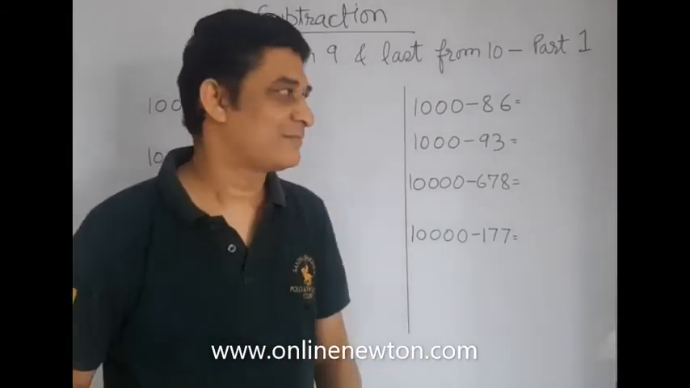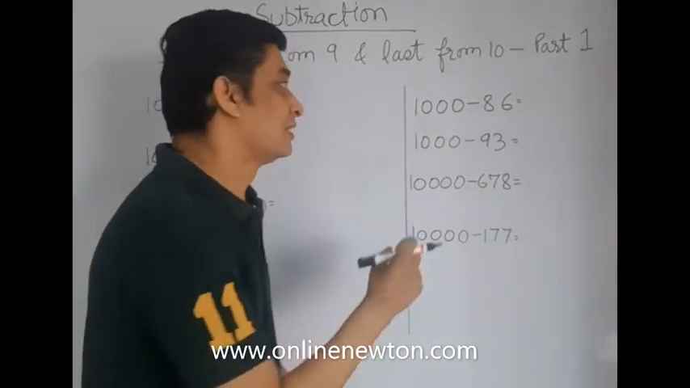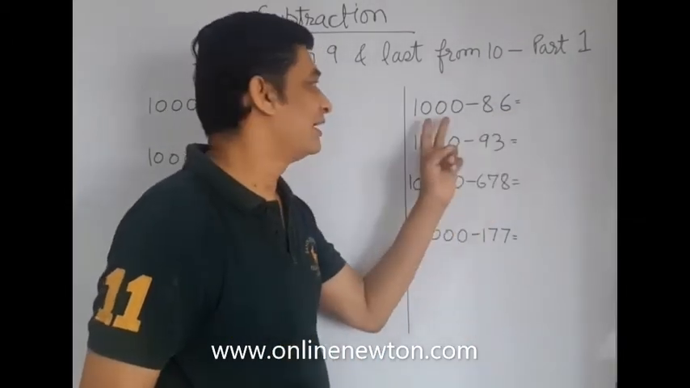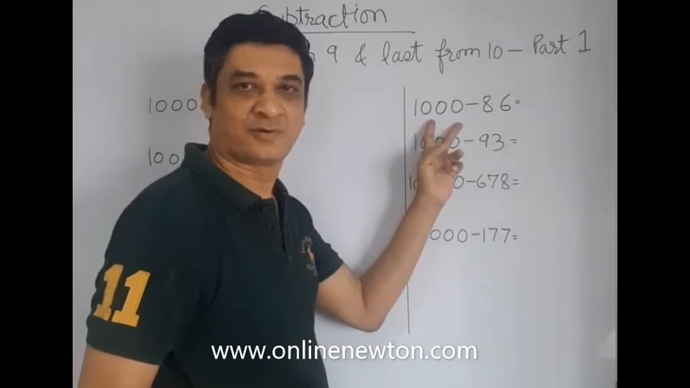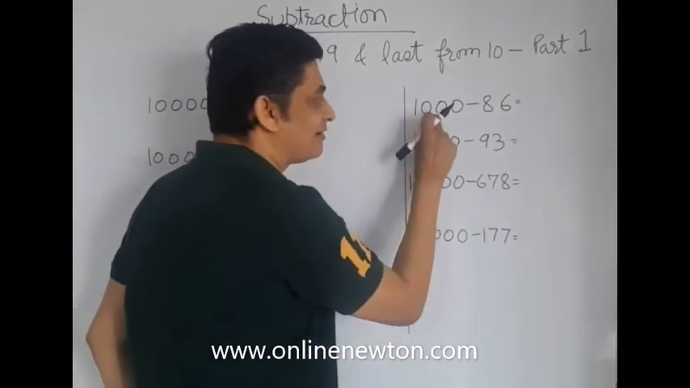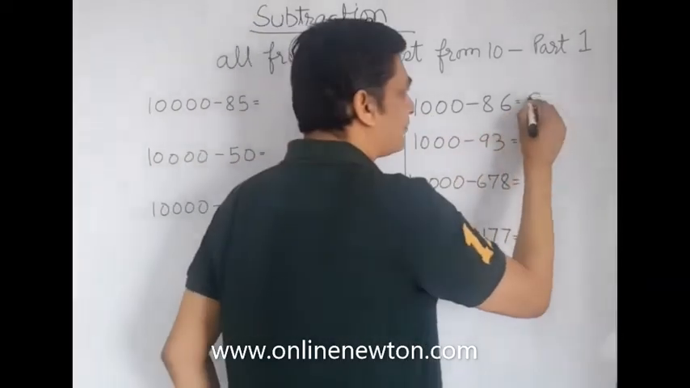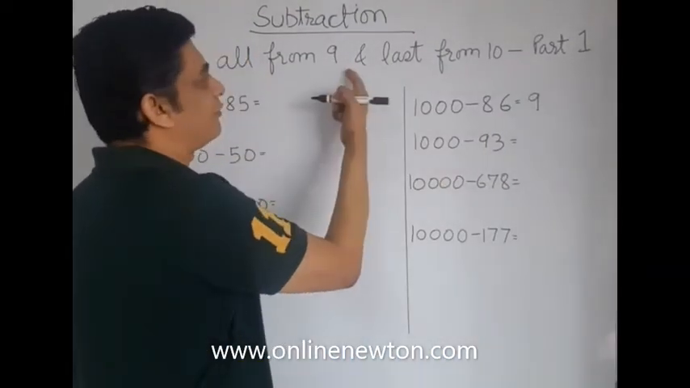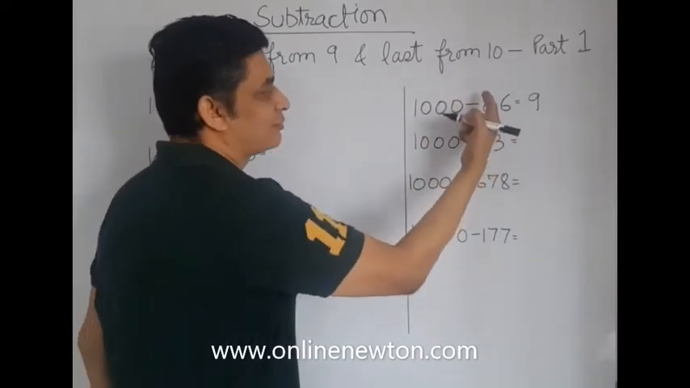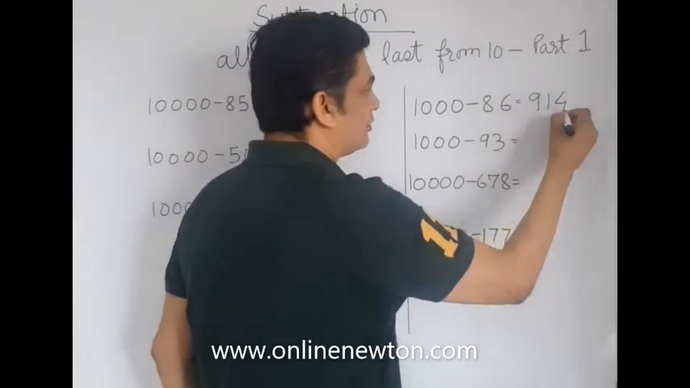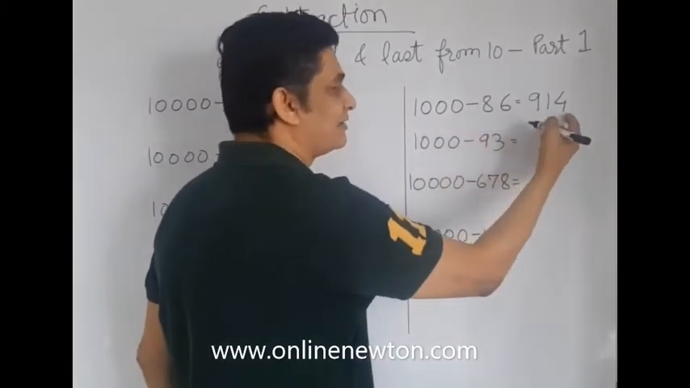We'll take a few more examples. Now 1000 minus 86. So here the number of digits is 2 and the number of zeros is 4. But no worries. Reduce this 10 by 1. So this 10 becomes 9. And apply the all from 9, last from 10 rule here. So 9 minus 8 is 1 and 10 minus 6 is 4. So 1000 minus 86 is 914.